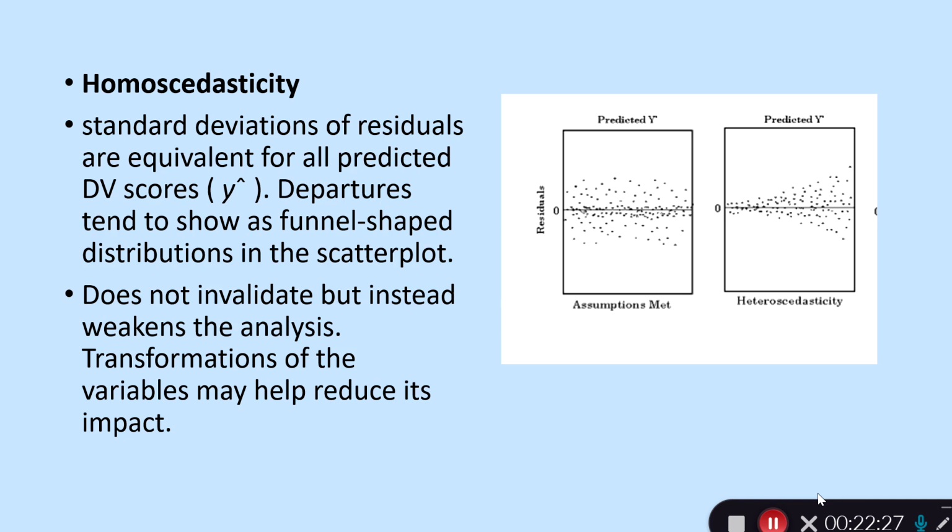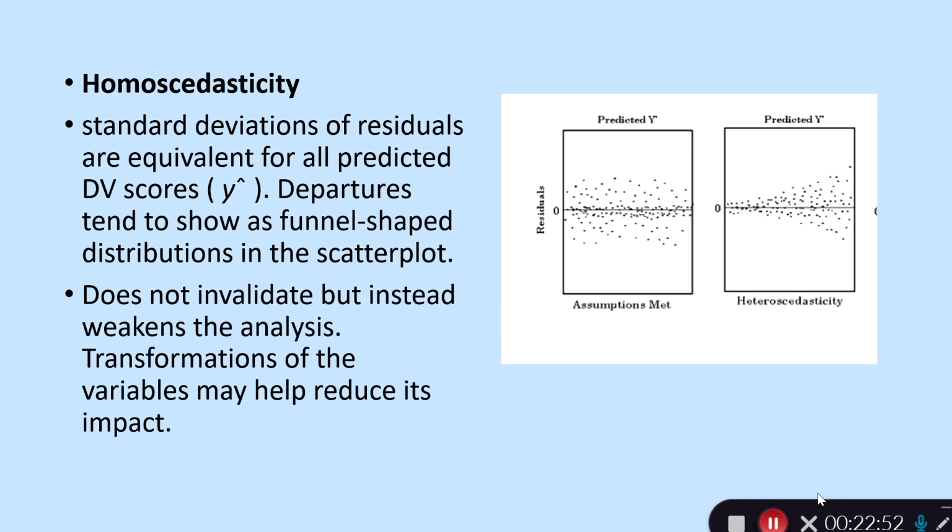It means this assumption's been met. That would be homoscedasticity: the variability above and below the line is about equal all the way along the scale on the predicted y axis. If we look at the opposite, where the assumption hasn't been met, that's what's labeled as heteroscedasticity.